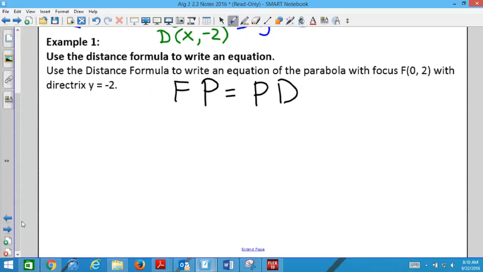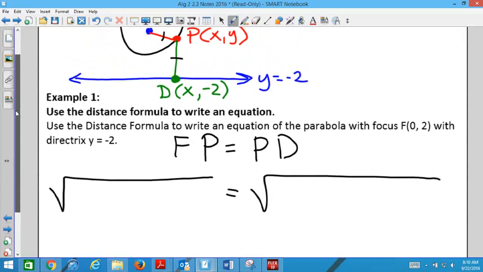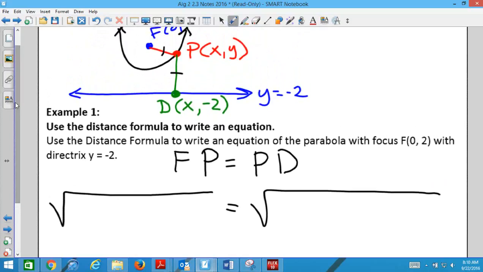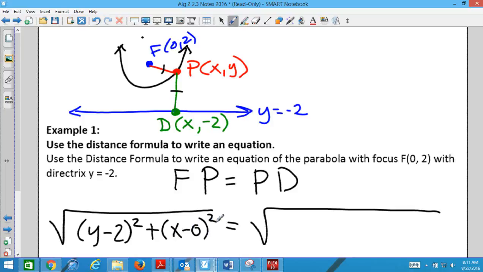So then we used our distance formula. The first one we did from F to P. We're going to go y minus 2 squared plus, then we do our x values, x minus 0 squared. So that's from F to P.